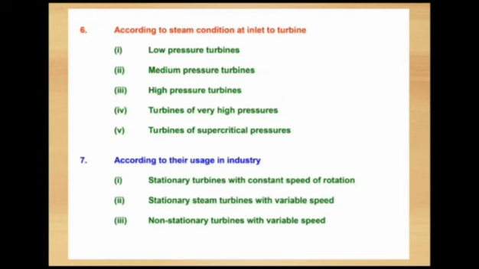Sixth one, according to the steam condition at the inlet of turbine. First one is low pressure, medium pressure, high pressure, turbines of very high pressures and turbines of supercritical pressure. These are the steam conditions of turbine. According to their usage in industry: stationary turbines with constant speed of rotation, stationary steam turbines with variable speed, and non-stationary turbines with variable speeds.